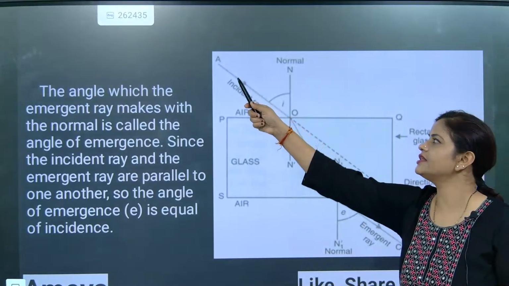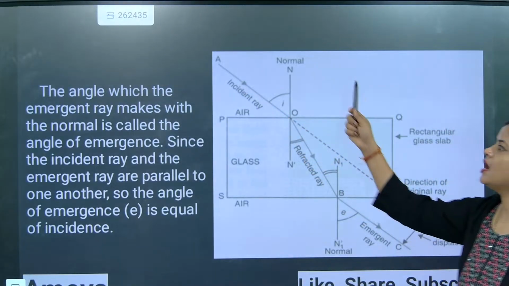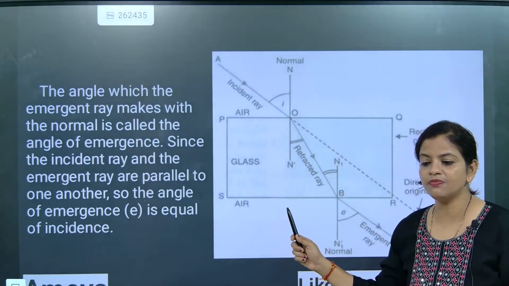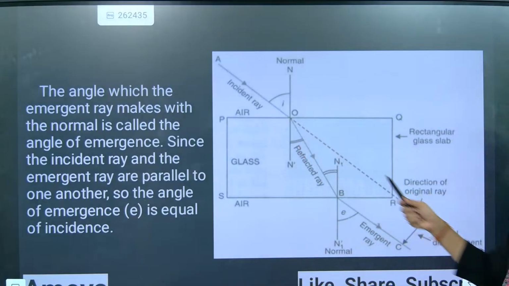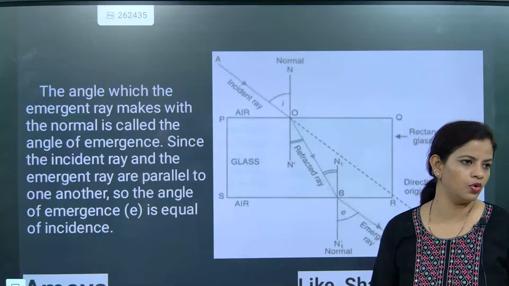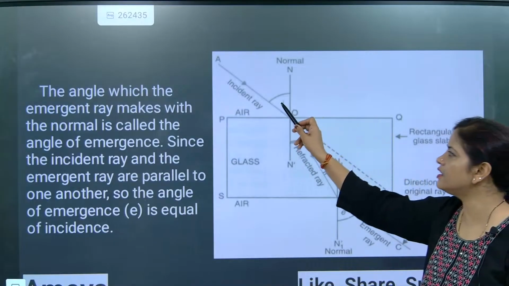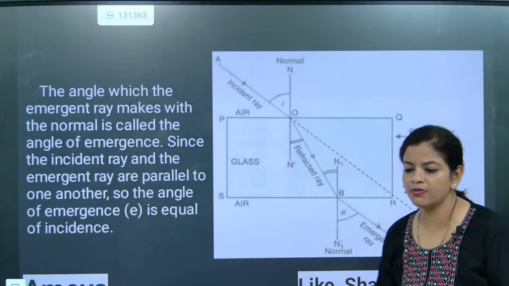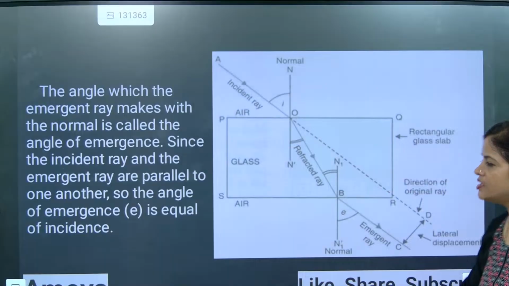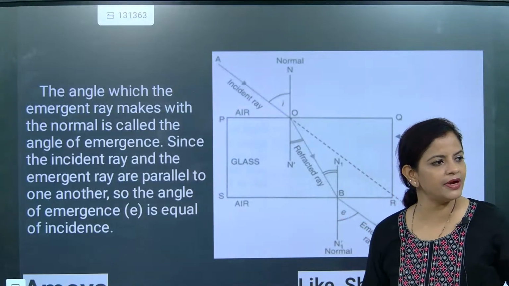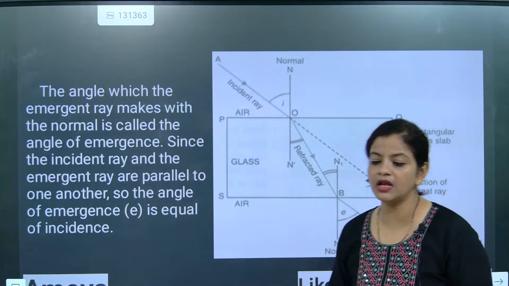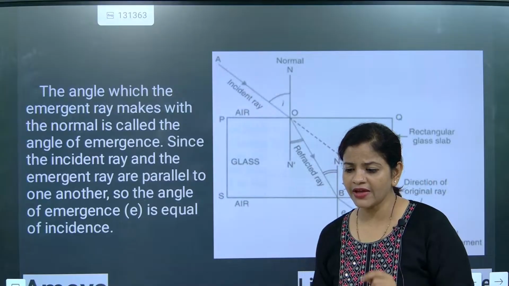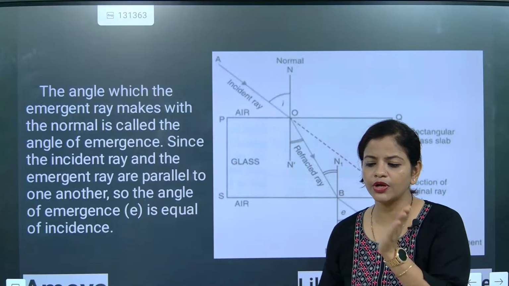This ray, which is entering from a rarer medium to a denser medium, was supposed to go straight. But is it going straight? No. The moment it entered from rarer medium to denser medium, it bent towards the normal. And when it is bending, where, beta? Towards the normal, the diversion means it is not going to go in a straight line.